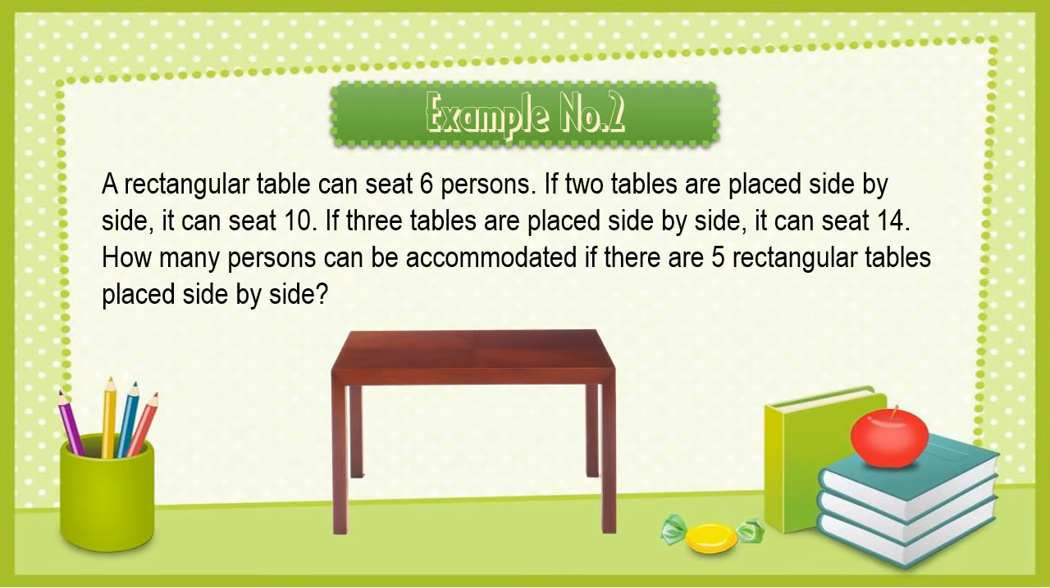Let us try another example. A rectangular table can seat 6 persons. If two tables are placed side by side, it can seat 10. If three tables are placed side by side, it can seat 14. How many persons can be accommodated if there are 5 rectangular tables placed side by side?